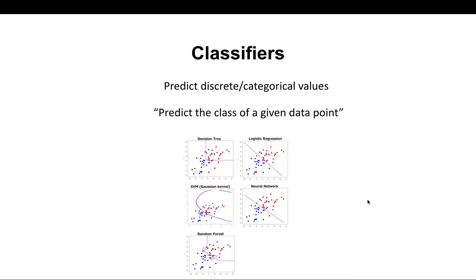In other words, these types of machine learning algorithms are trying to predict the class of a given data point. And the class is the key word here, because we're not predicting a continuous output. We're predicting a very discrete, categorical class type of output.